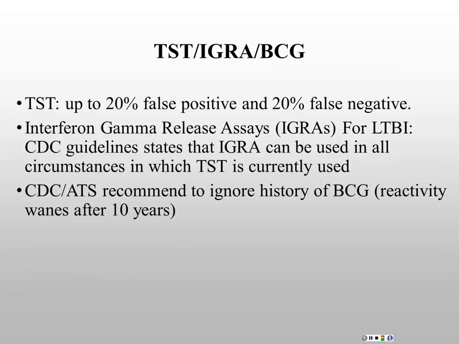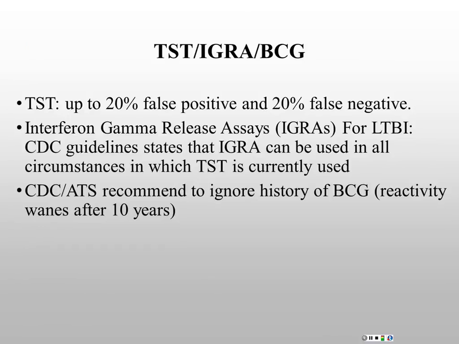There is another test which is the IGRA, or interferon gamma release assay, which is a blood test. You don't have to do interpretation, reading numbers, and the ATS and CDC recommend this test in all the indications that the tuberculin test is recommended for. Also, they recommend to ignore the BCG vaccine history.